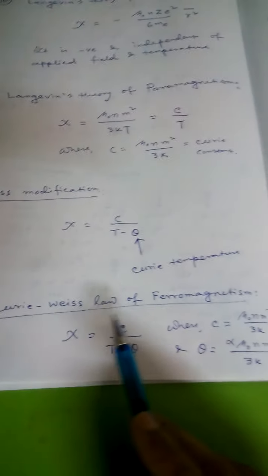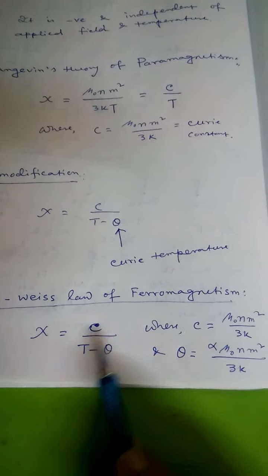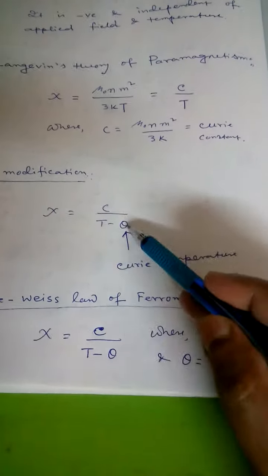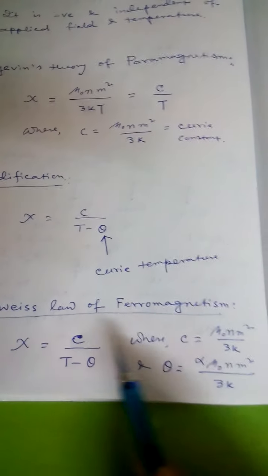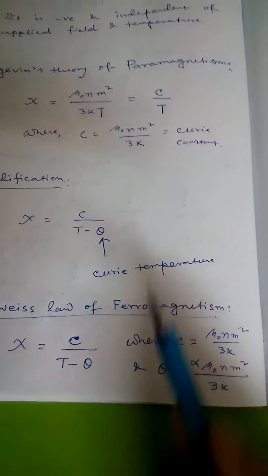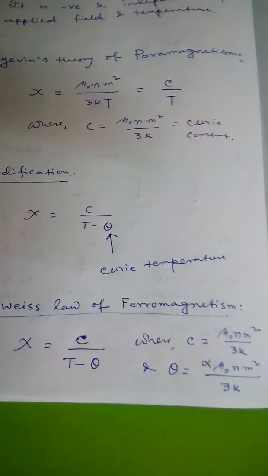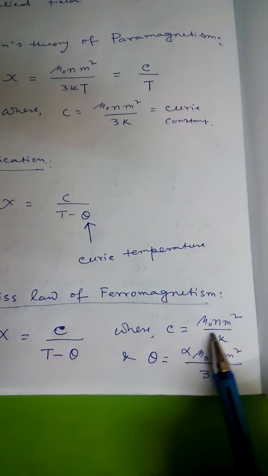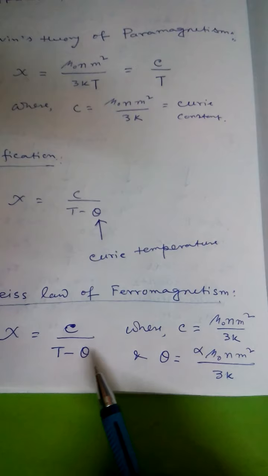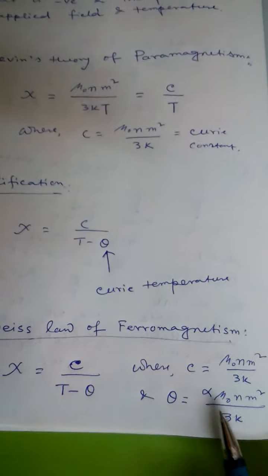Number 12, Curie-Weiss law of ferromagnetism. This is the Curie-Weiss law of ferromagnetism. The expression looks the same, but they are different parameters. C and theta should have different expressions. C equals this one and theta equals this one. Theta is the Curie temperature, C is the Curie constant.